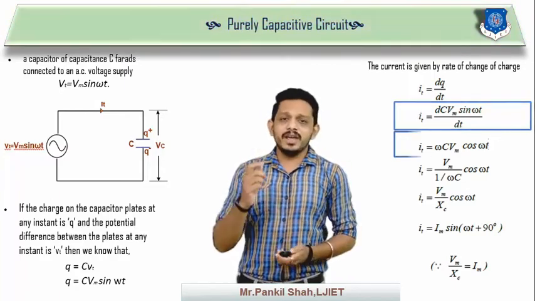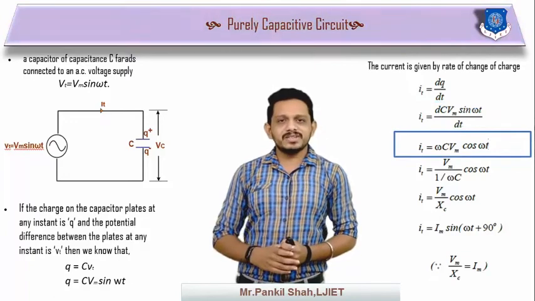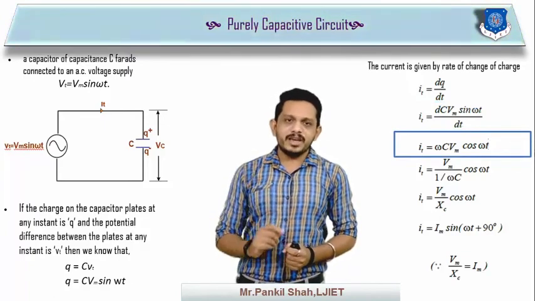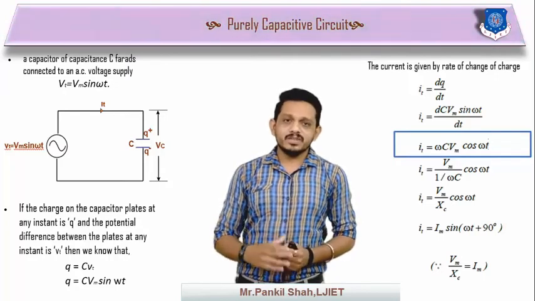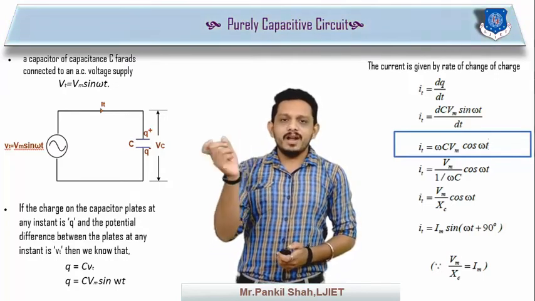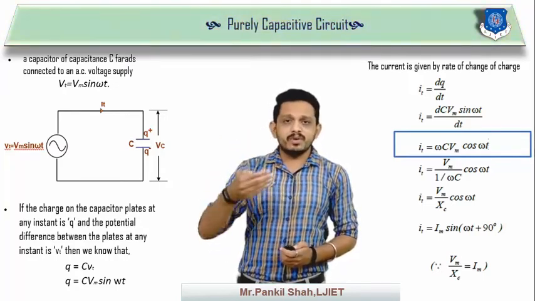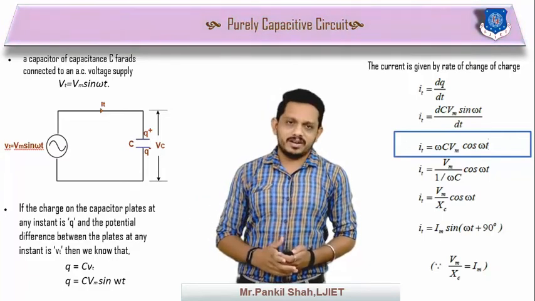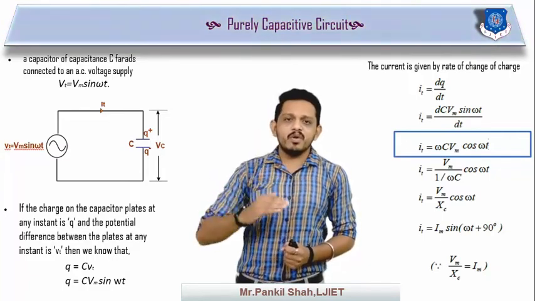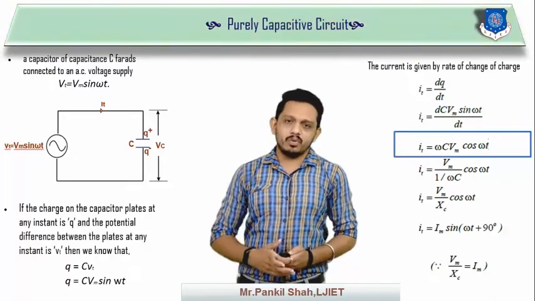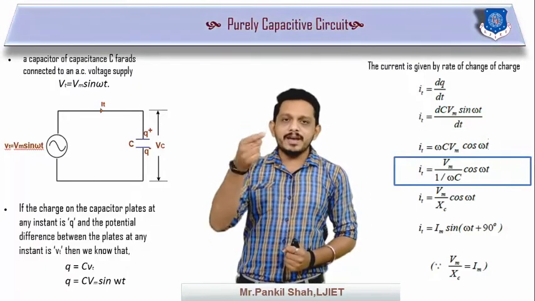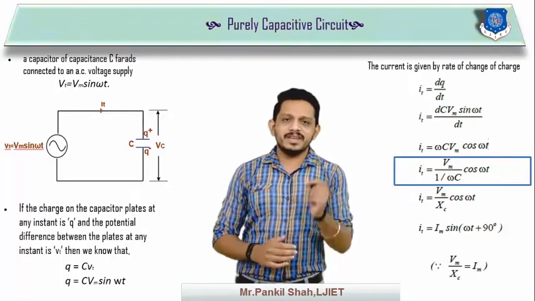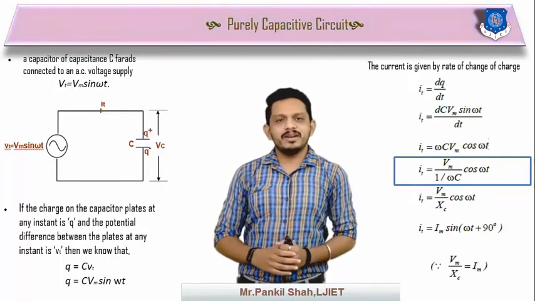So here we have the equation as I equals C Vm omega cos omega t. Now we have Vm and omega C. If you want to put this omega C in the denominator, then what you have to do is take 1 upon omega C. So here you can see that I equals Vm upon 1 upon omega C into cos omega t.